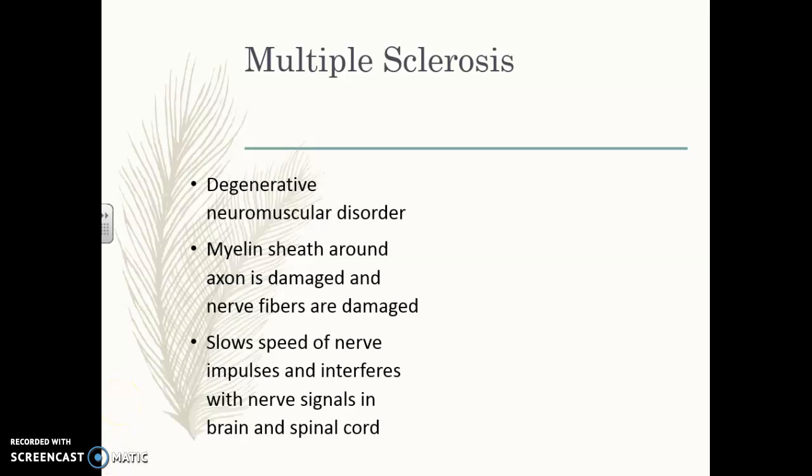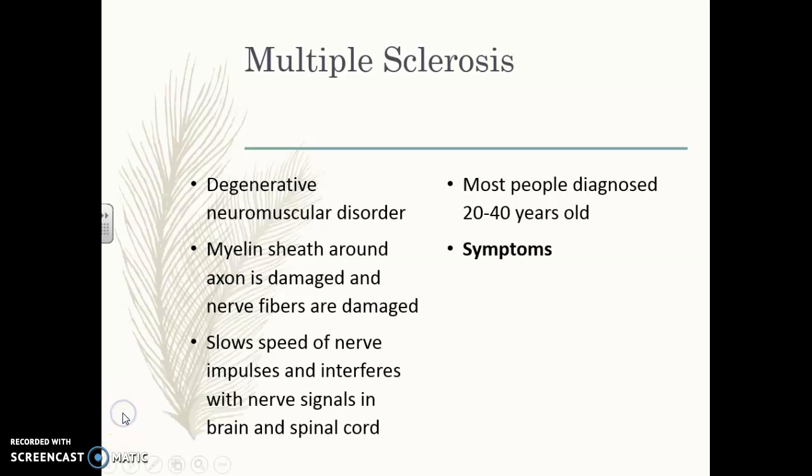So there are impairments in your sensory information that's going from usually your limbs to your brain, and also it impairs the motor output that's going out, so there are some movement issues. This is usually diagnosed relatively young, between 20 and 40 years old. You can live with it for a number of years or decades usually.